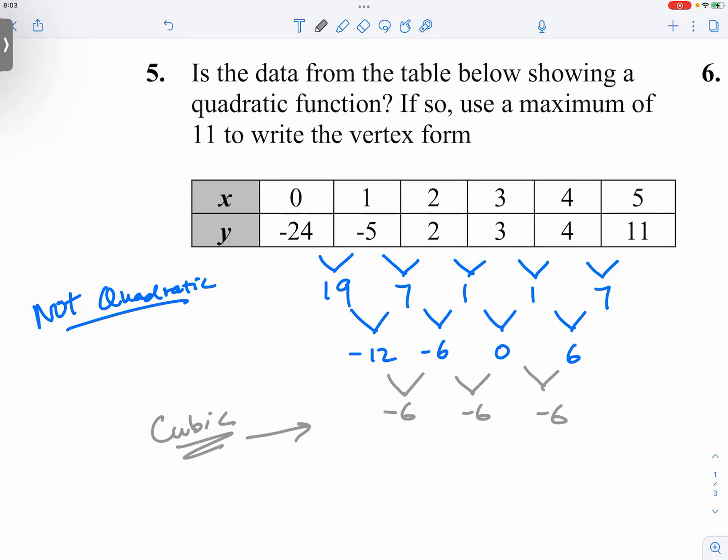So for a linear equation, the first difference would be the same because you have a consistent slope. For a quadratic, the second difference would be the same. For a cubic function, the third difference would be the same. And you can keep pushing the logic right there. All right, so that's not quadratic. It's actually a cubic function.